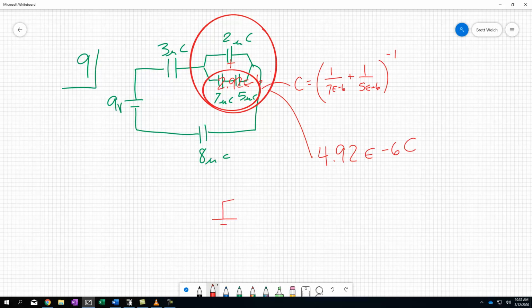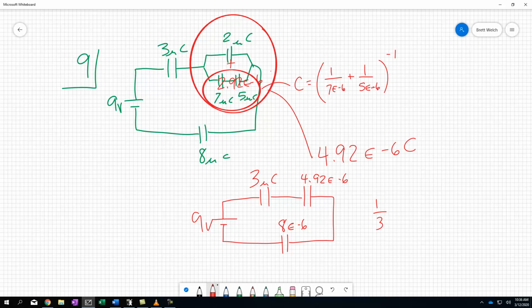I'm going to redraw the circuit just because I've got a lot going on. We have our 3 microfarads. Okay, we have condensed this series parallel combo to a single 4.92e negative 6. And over here we have 8e negative 6. That's my 9 volts. All right. The rest of these are all in series. I should just be able to add them. 1 over 3e negative 6 plus 1 over 4.92e negative 6 plus 1 over 8e negative 6 to the negative 1.